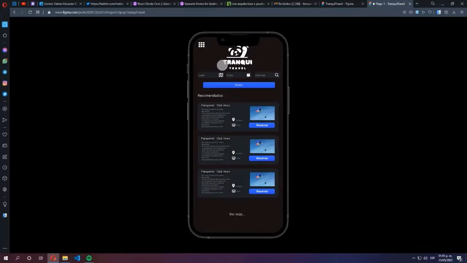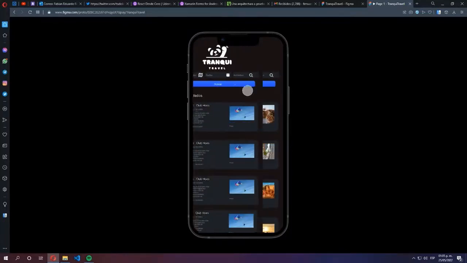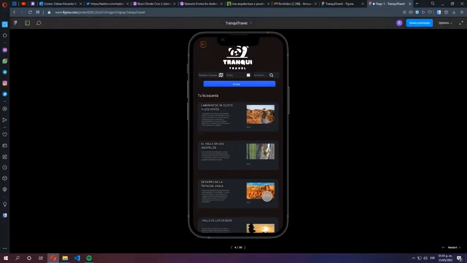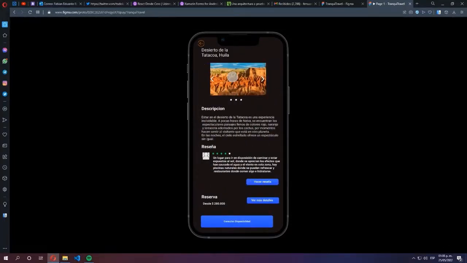Returning to our dashboard, we have the filters bar. There we can perform a personalized search. Once the search is done, we click on our interested place or activity, and then click on this activity, and we are redirected to the more detailed information of the site, finding the related image, description, reviews, valuations, and the prices.